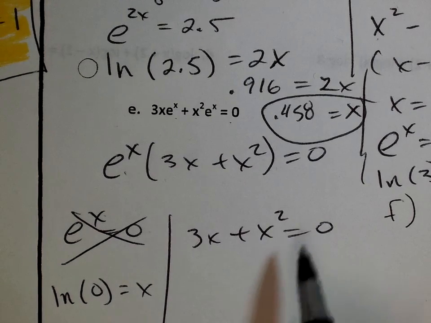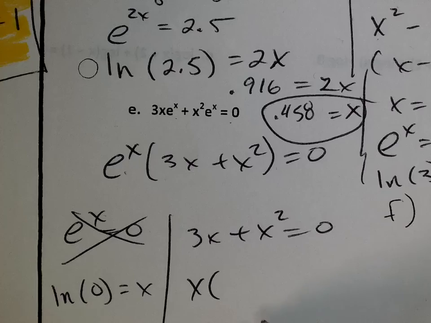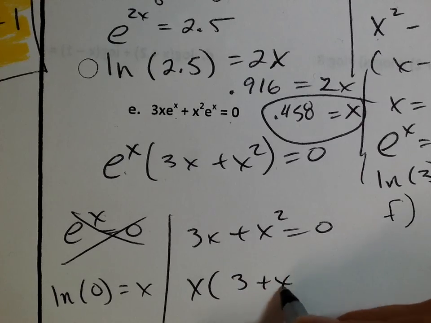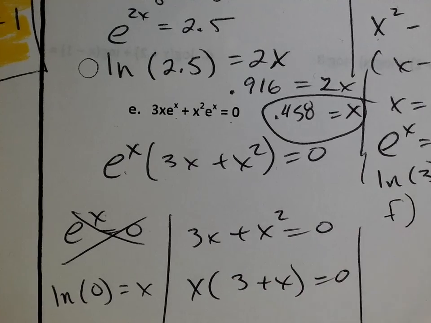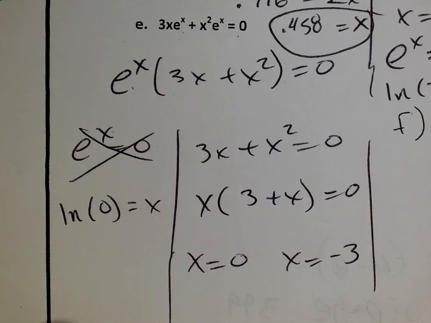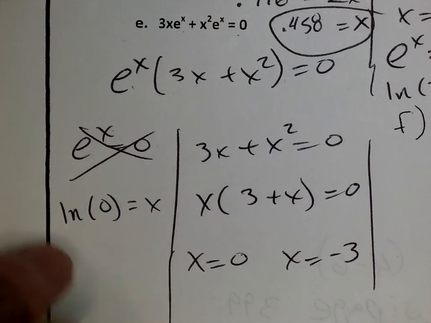Here, though, I can common factor out an x. I have 3 plus x equals 0. If I solve my equations here, I'll have two answers, x equals 0 and x equals negative 3. Now, negative 3 actually can work. You'd think we've got to throw away the negative 3, but we can actually keep it, and I'm going to show you why.